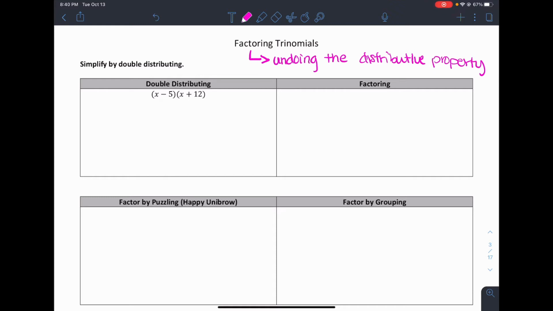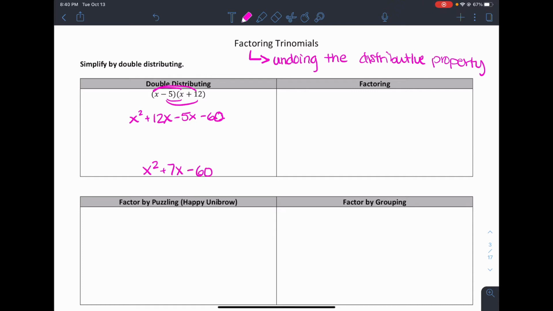Okay, so the first thing I'm going to do is just double distribute. You might call this FOIL. I think that's a silly name, but I like calling it double distribute. So x times x is x squared. x times 12 is 12x. Negative 5 times x is negative 5x. Negative 5 times 12 is minus 60. Then, if I simplify, I'm going to get x squared plus 7x minus 60.